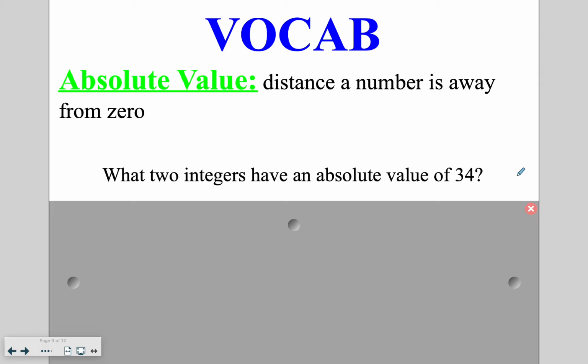When we are looking at an absolute value, that is the distance that a number is away from zero. Remember that distance does not care about direction. It is just saying how far something is. So what are the two integers that have an absolute value of 34?